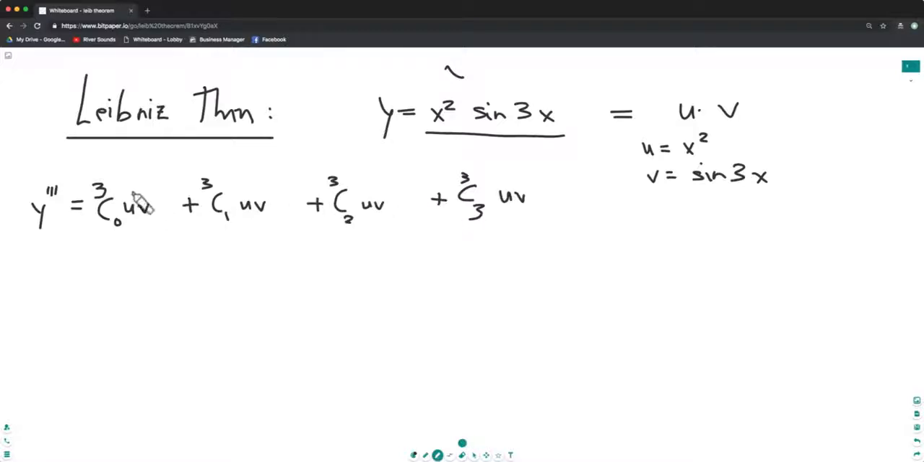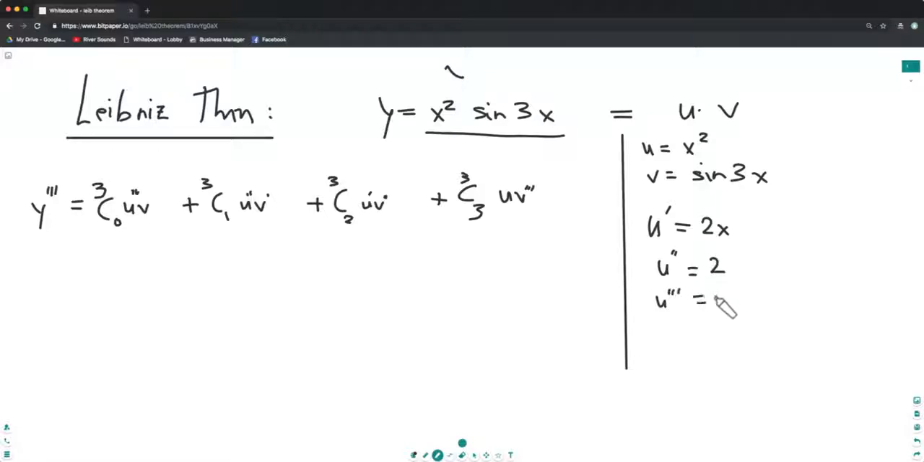The easiest way to remember is you put the 3 derivatives here, you put 2 here and 1 here, put 1 here and 2 here, and you put nothing here and 3 here. And now you just calculate separately here. u prime is equal to 2x, u double prime is 2, and u triple prime is 0.